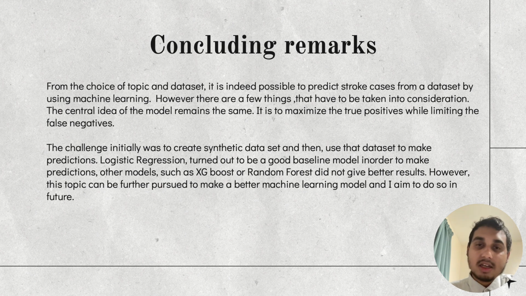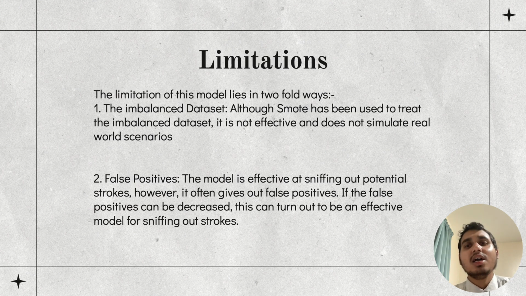Here the main motive should be decreasing the number of false positives as well as increasing the number of true positives, that is, decreasing false alarms and catching everybody who might suffer from a stroke in the future. The initial limitation of the dataset was that it is highly imbalanced. It did not have many entries where the person did not suffer from a stroke. Also, the model was very good at sniffing out people who could suffer from a stroke, but it was also giving a lot of false positives.